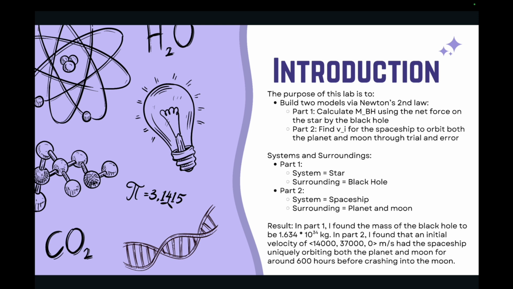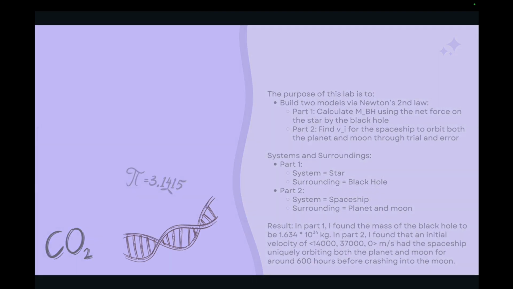A little preview of the result. In part 1, I found the mass of the black hole to be around 1.634 times 10 to the 34th kilograms, and in part 2, I found that the initial velocity of around 14,000, 37,000, and 0 in vector form x, y, and z meters per second had the spaceship uniquely orbiting both the planet and moon for around 600 hours before crashing into the moon.